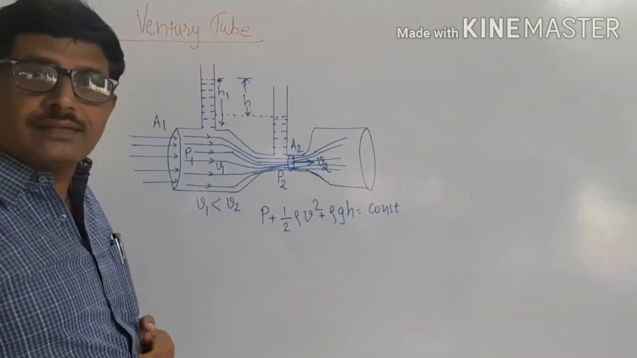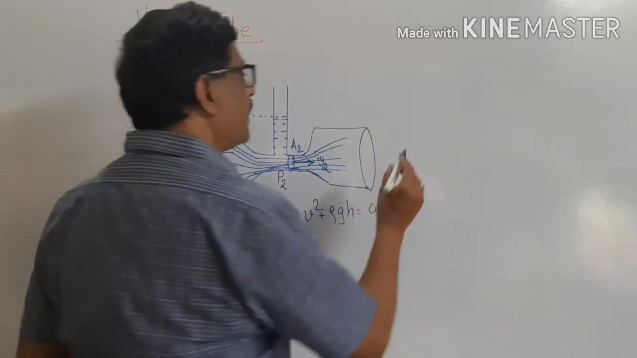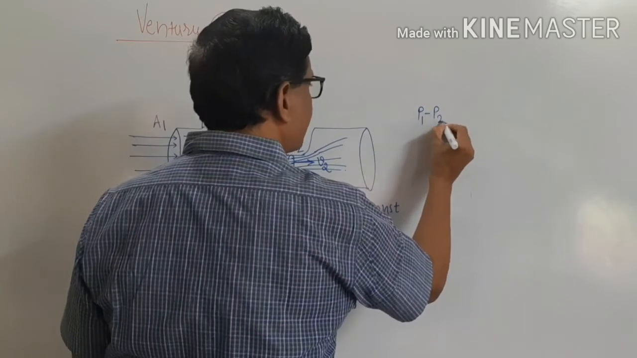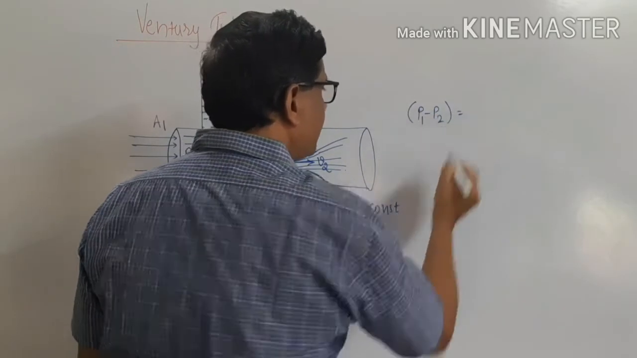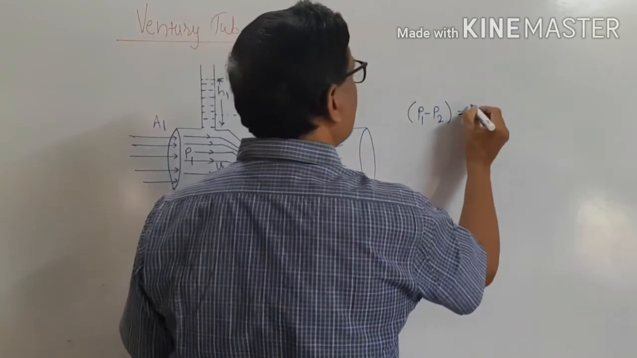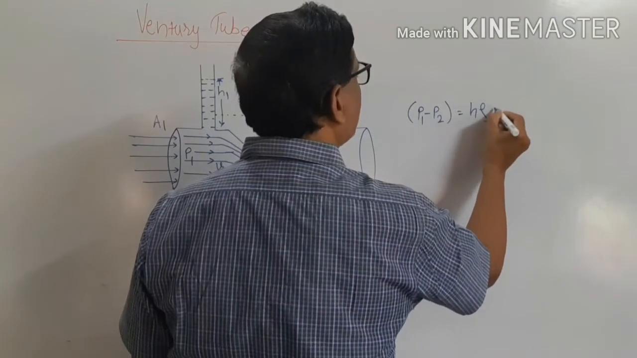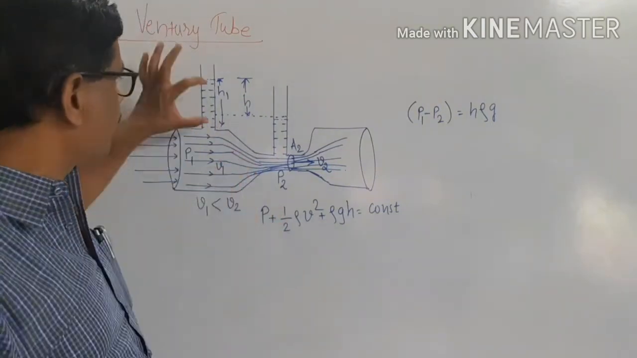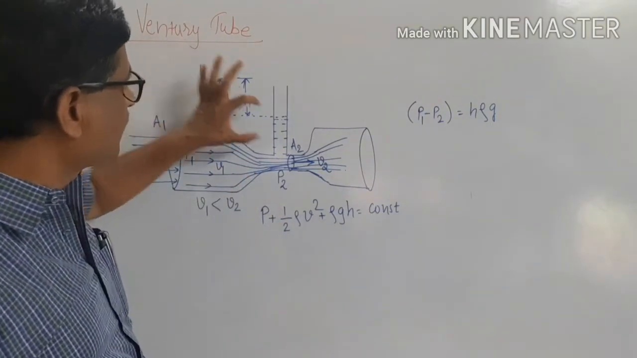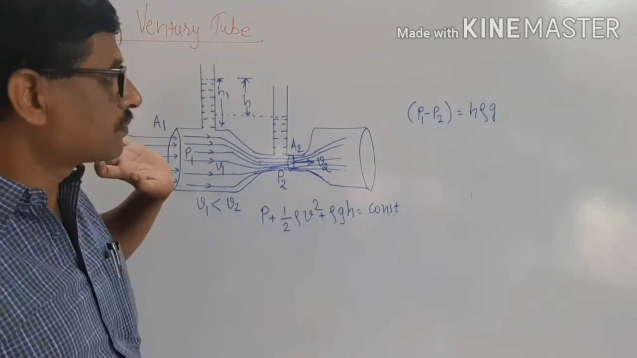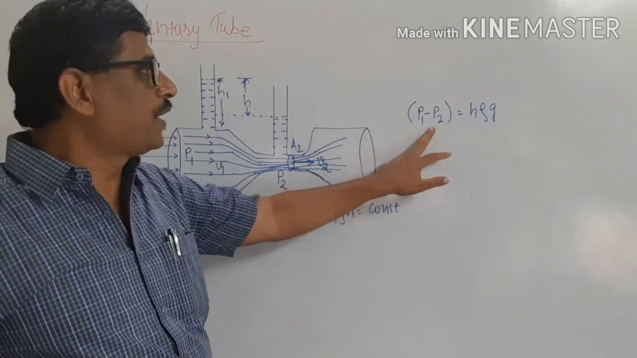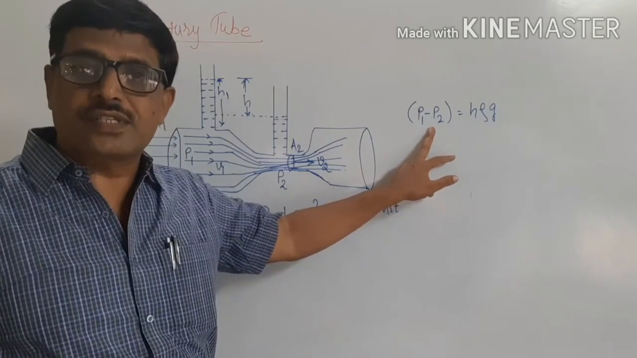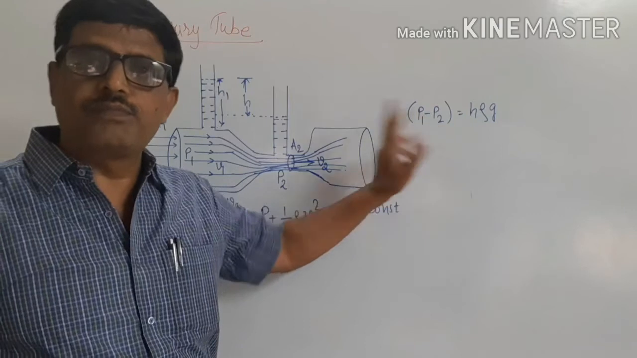We know that the pressure difference between two liquid levels having a height of column H is given by P1 minus P2 is equal to H into rho into g, where H is the level difference between the two liquid levels in the tube, and P1 minus P2 is the pressure difference of the liquid.